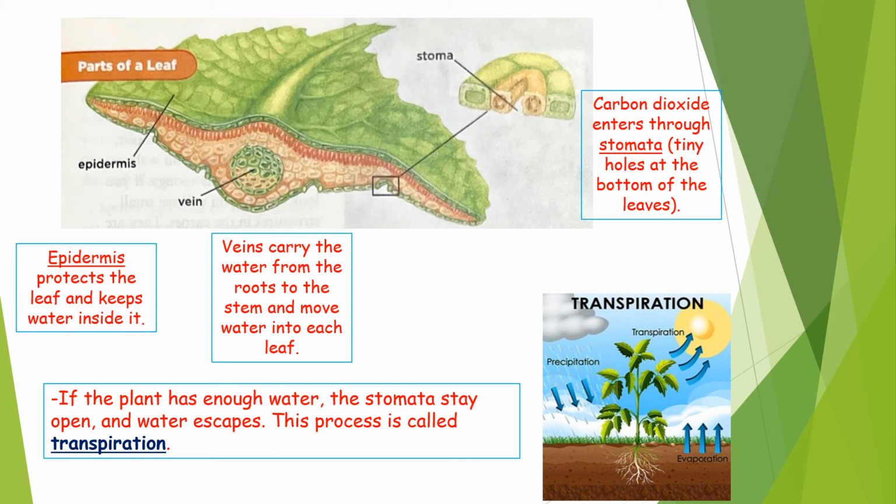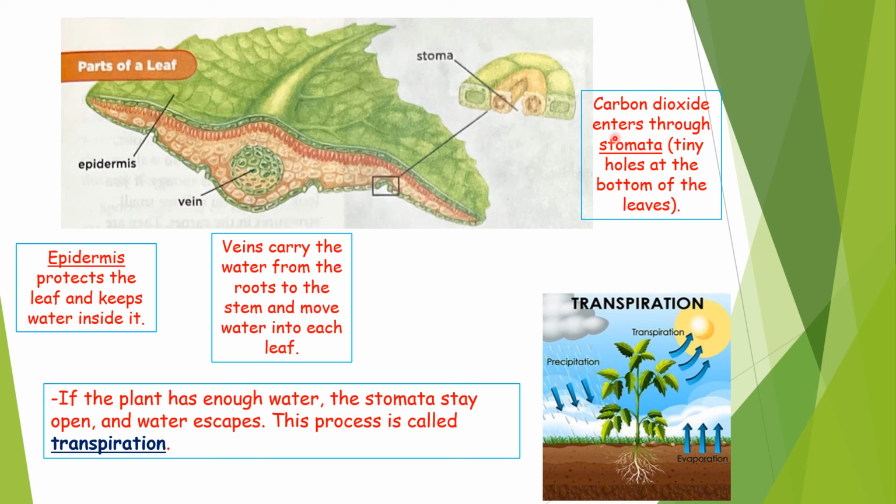Let's learn now about the parts of a leaf. What does each part help the leaf do? We know that the roots take in water from the ground. Veins carry the water from the roots to the stem and move water into each leaf. This is a vein. It's what the water goes through.